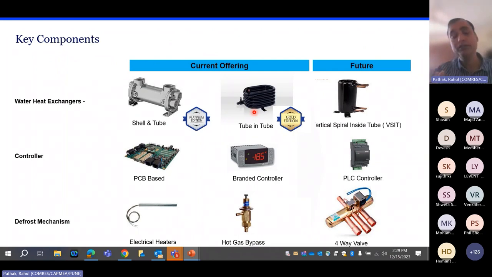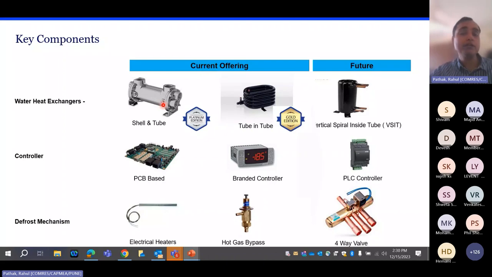For example, if a heat pump is installed in a space where the water quality is not good, in that case the industry always recommends a shell and tube heat exchanger or condenser, because if the water quality is not good, then the chances of developing scaling inside the condenser go up. So you need to periodically wash that scaling, which is possible with a shell and tube and not in a tube in tube.